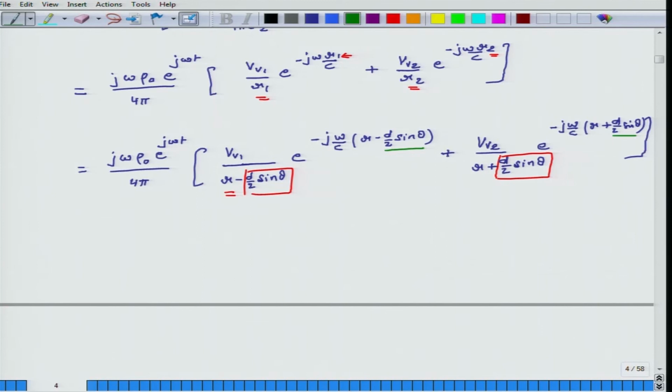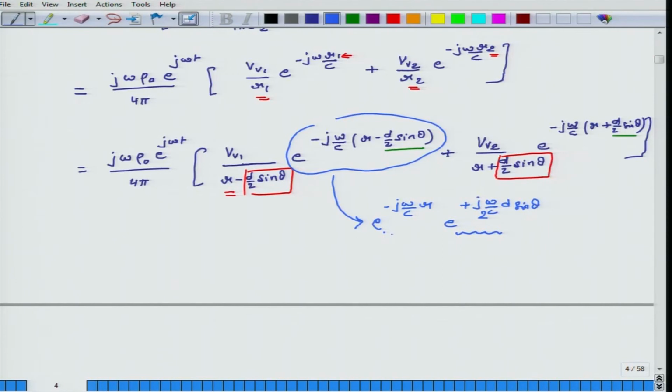The answer to that is no, and the reason is, here I am comparing R with D over 2 sin theta. In the numerator, it is e to the j omega over c times R minus D over 2 sin theta. Let us look at this term. It is a multiple of two terms: e to the minus j omega over c R times e to the plus j omega over c D over 2 sin theta. If this term was very small compared to this, I could have dropped it, but that is not the case, because what is e to the j omega R over c? It will be sine of omega R over c plus j times cosine of omega R over c. And what is e to the j omega over 2c times D sin theta? Again, there is a sine term and a cosine term.